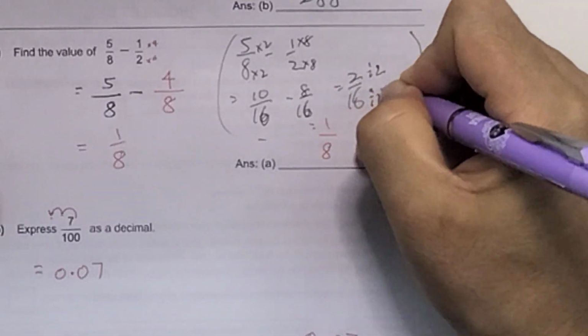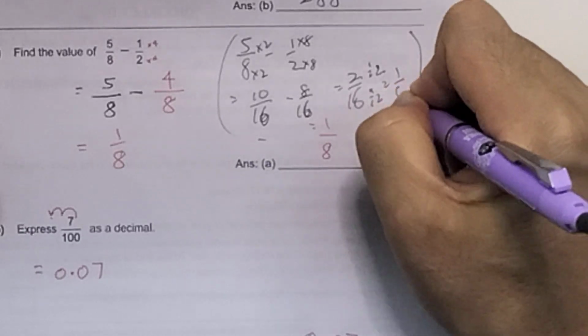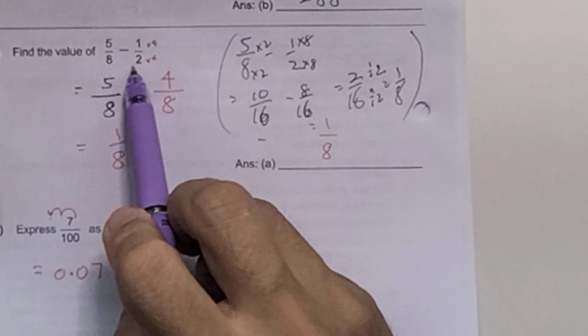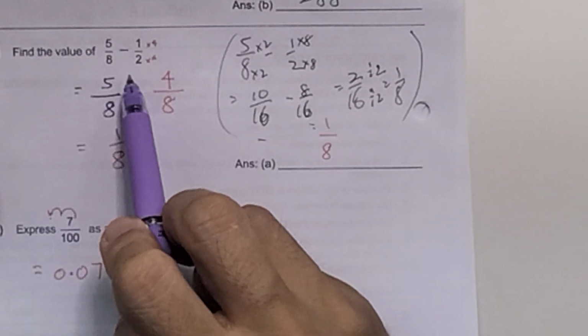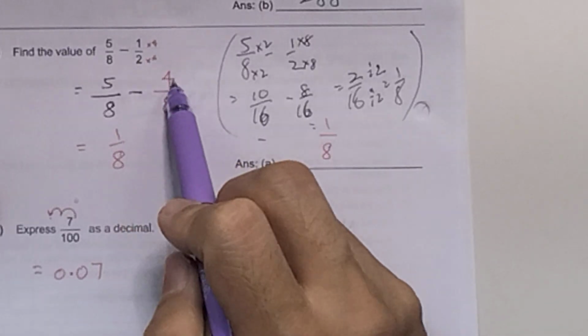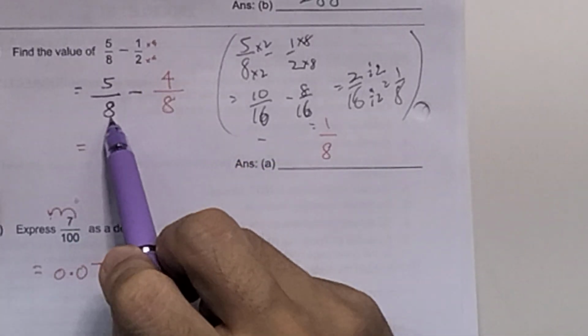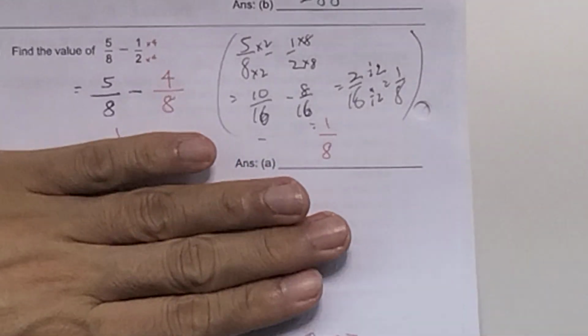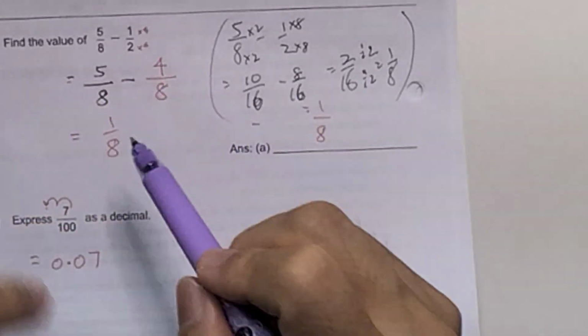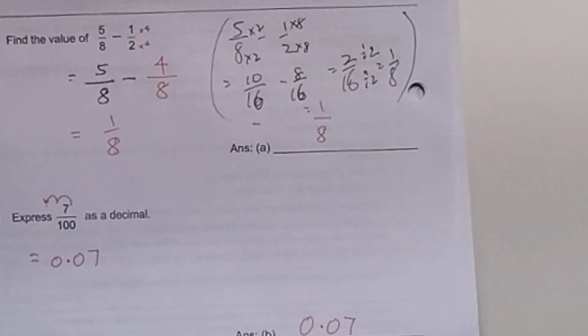Divide the numerator and denominator by 2, and you get 1 over 8. You still must come to this. So why not just look at these two denominators first and see, 2 can become 8? Multiply by 4, multiply by 4, I have 4 over 8. Now, since the denominator is the same, I ignore the denominator and look at the numerator. 5 minus 4 is 1. I just copy down the denominator as it is.